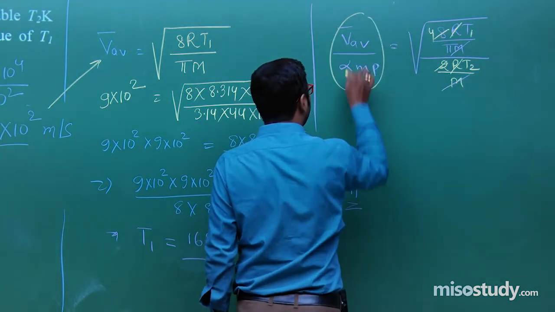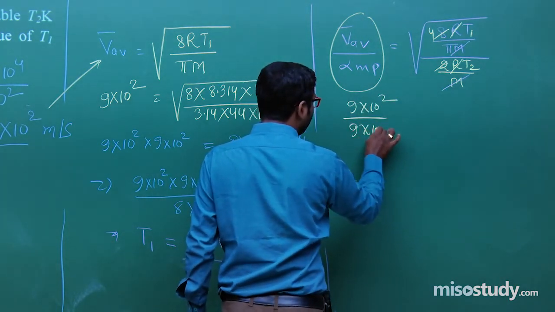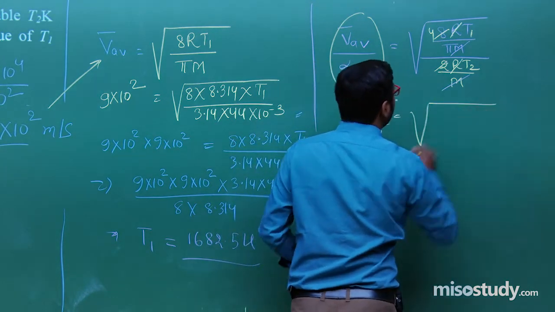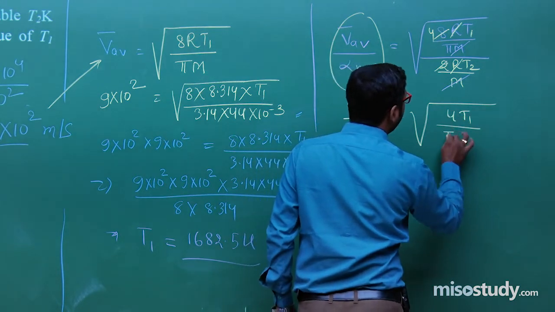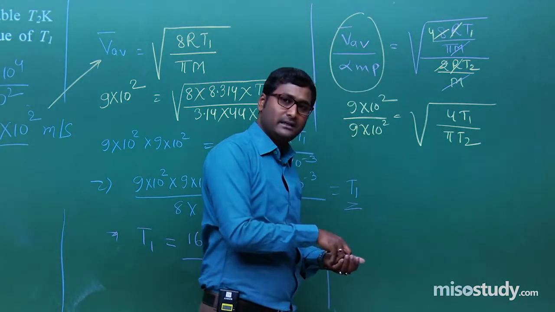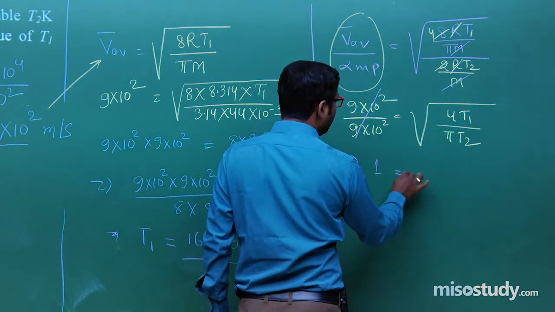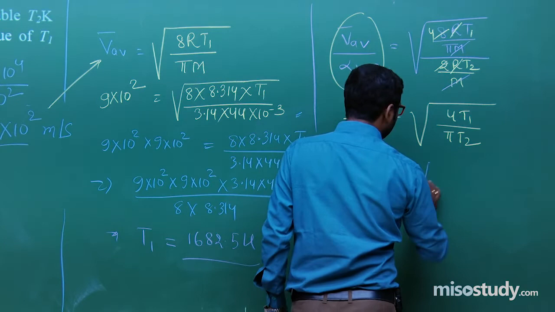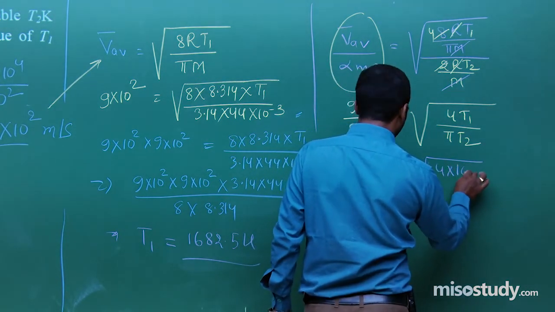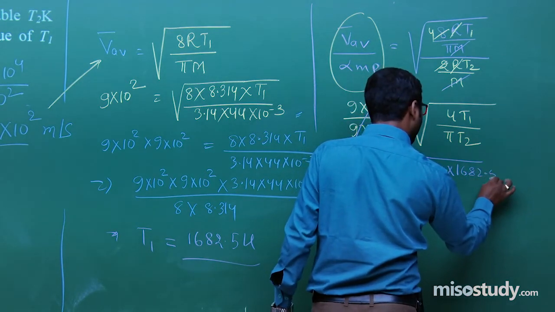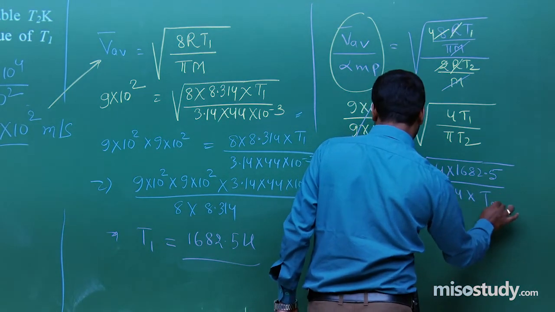And what is the ratio? 9 into 10 to the power 2, and most probable speed is also 9 into 10 to the power 2, is root under 4T1 upon pi T2. Am I right? Yes sir, you are absolutely right. Now this will cancel this one, that is 1 is equal to, wait for a moment, root under 4. What is the value of T1? 1682.5. And what is the value of pi? That is 3.14 into T2.